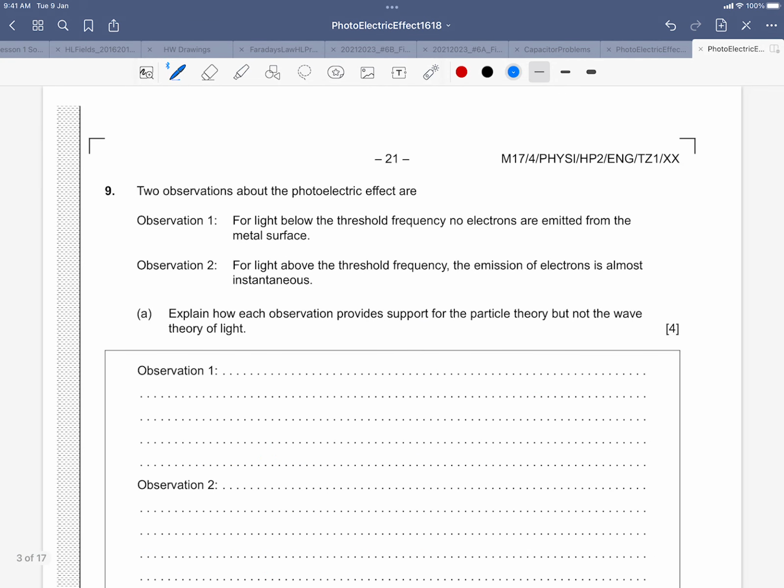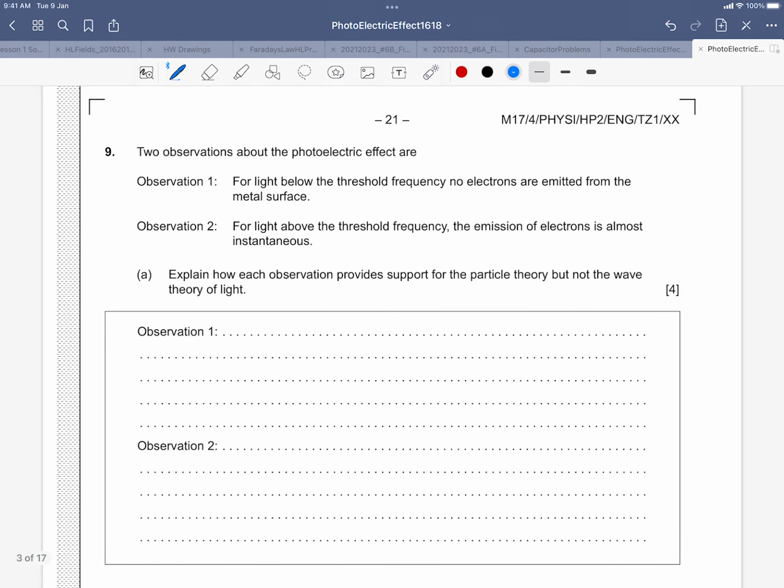Good. On to the next one, May 17. Got these 2 observations, and we have to explain how each supports the particle theory, but not the wave theory, right? So remember the photoelectric effect, which was something Einstein explained in 1905 using Max Planck's photon concept. And this is actually what gave Einstein his Nobel Prize. In, I think it was 1921, he got that.